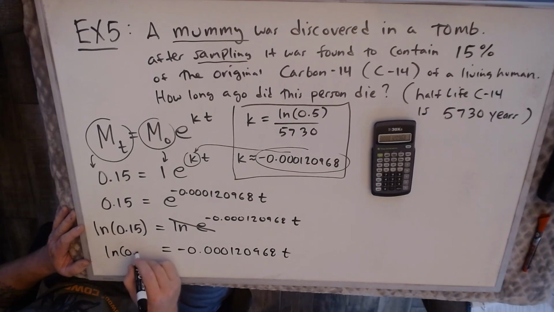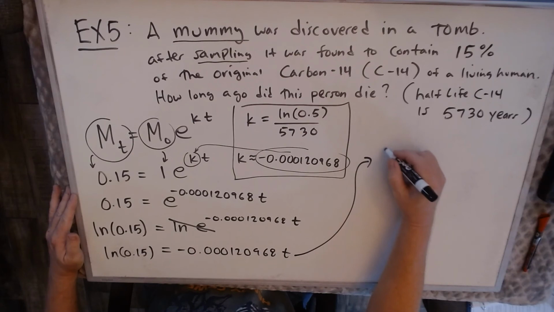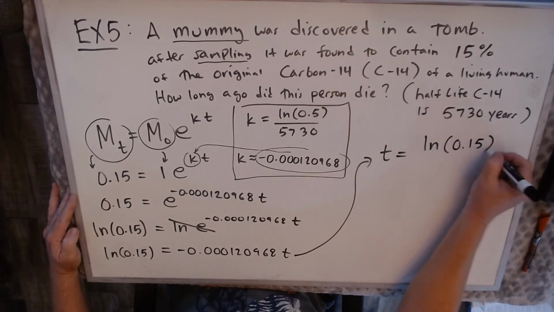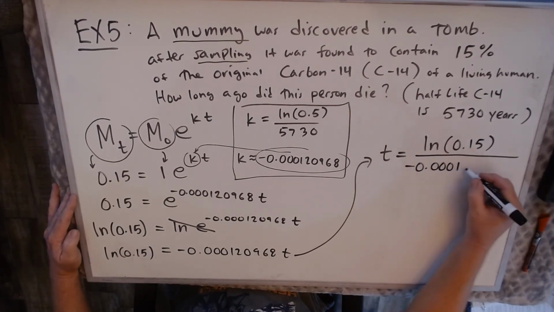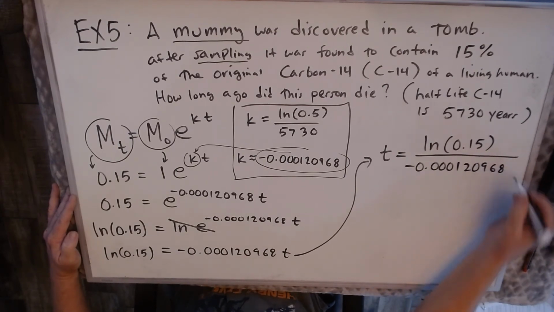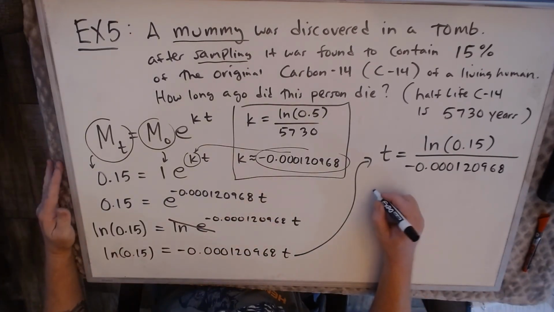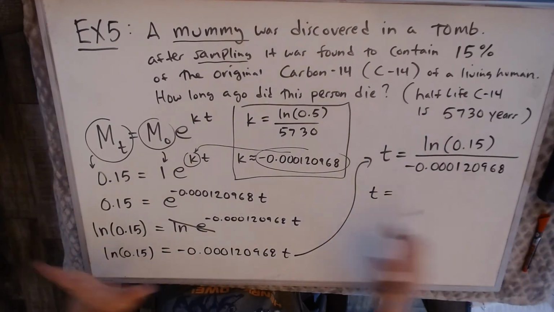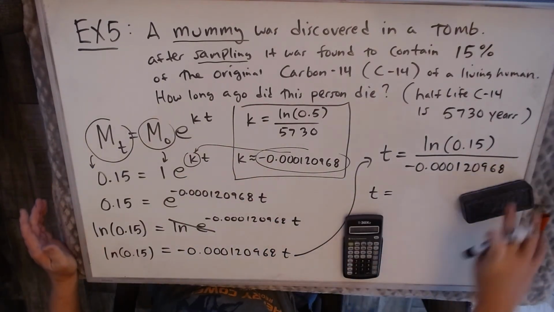And now divide. So T is going to be ln of 15%, or 0.15, divided by negative 0.000120968. Don't round this number right away. If you're completed with the problem, or if the instructions tell you to round it, that's fine. But if you're just trying to find the solution to this particular problem, keep all of your decimals until the very end and do all your rounding in the very last step. Okay?